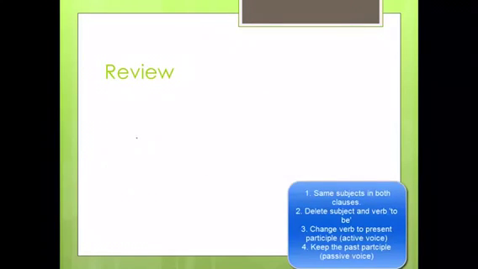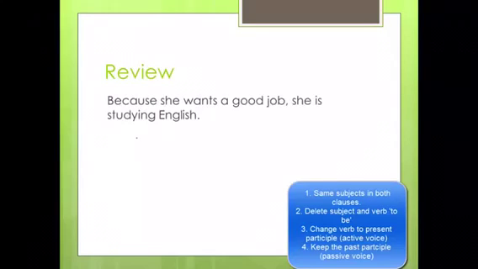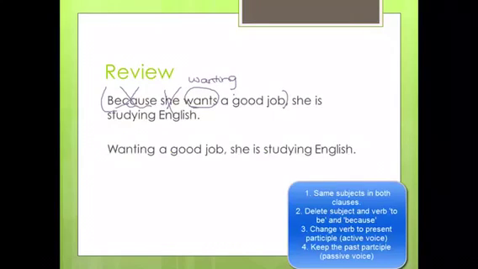And the last thing we talked about was the subordinate conjunction because, which is special because, once I delete my subject, I also have to delete my subordinate conjunction. Then I need to change my verb into the present participle. So my sentence becomes, wanting a good job, she is studying English.